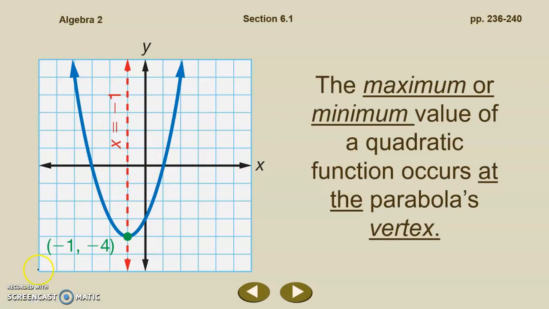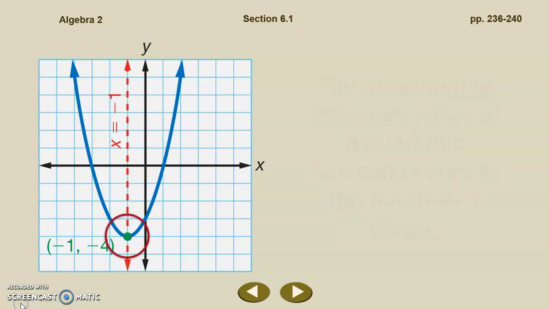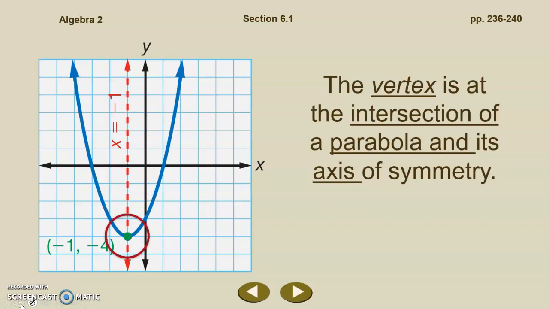The maximum or minimum value of a quadratic function occurs at the parabola's vertex. Now, this parabola is opening up, which means it has a minimum point right here at the vertex at -1, -4. That's the minimum value. The vertex is the intersection of the parabola and its axis of symmetry. So where this dotted axis of symmetry crosses the parabola, that's the intersection there, and that is called the vertex. It is a minimum point because the parabola is opening upward.